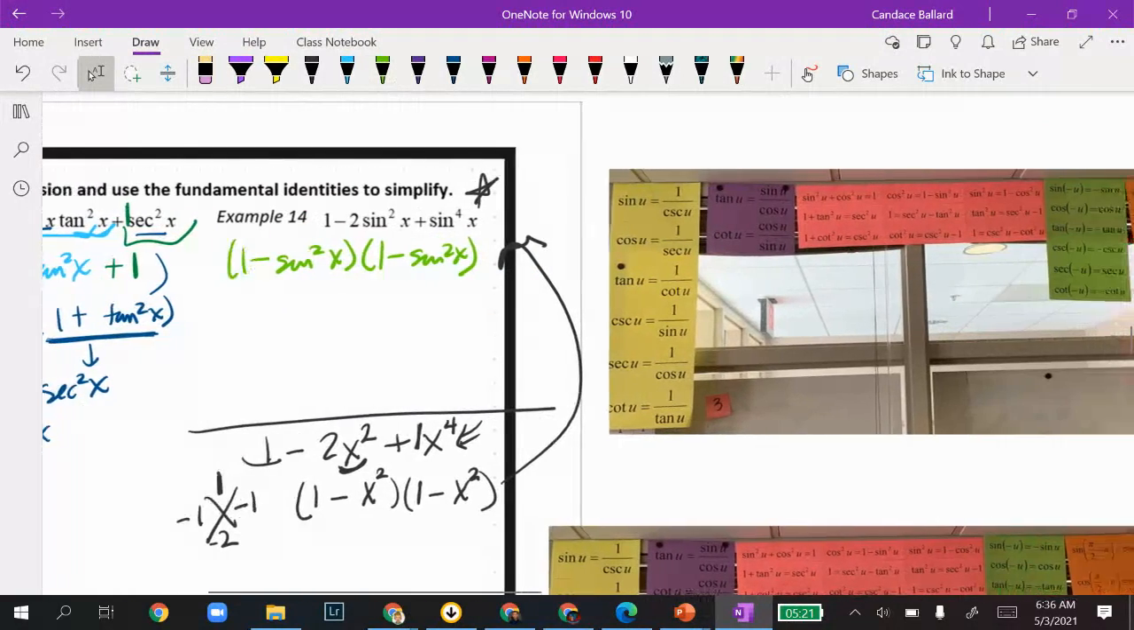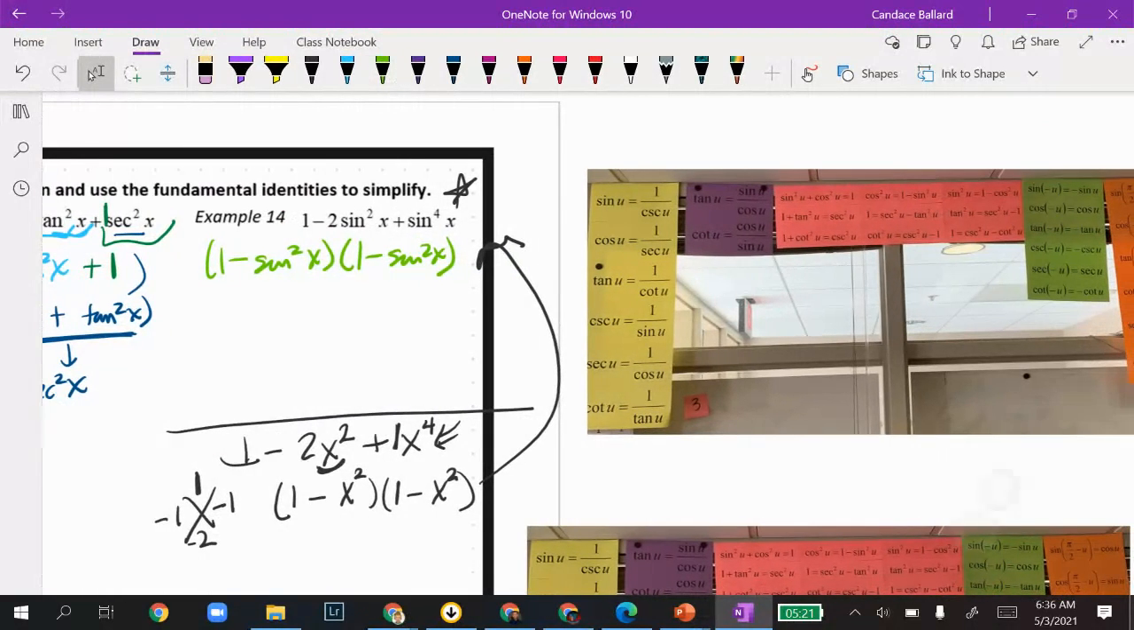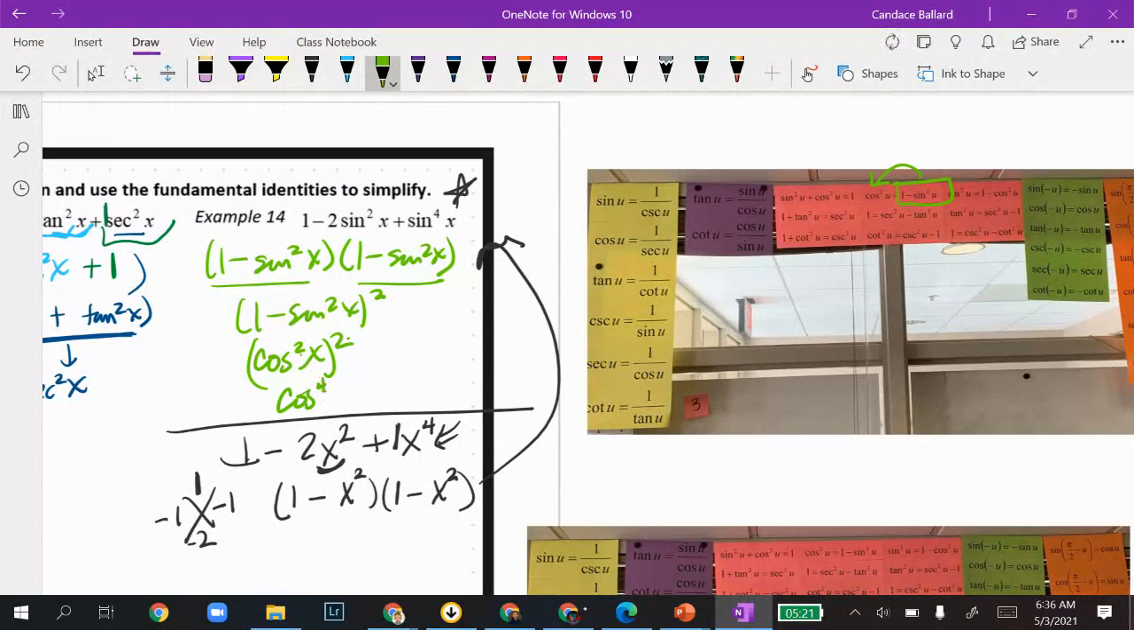Then I'm going to try to find that on my Pythagorean identity sheet, which is right here, which means I'm going to replace it with cosine squared x. Actually, before I do that, I notice that there are two of these, so I'm going to write it as 1 minus sine squared x, squared. Now I'm going to replace it with cosine squared x. And then cosine squared squared would be cosine to the fourth x, and this would be our final answer.